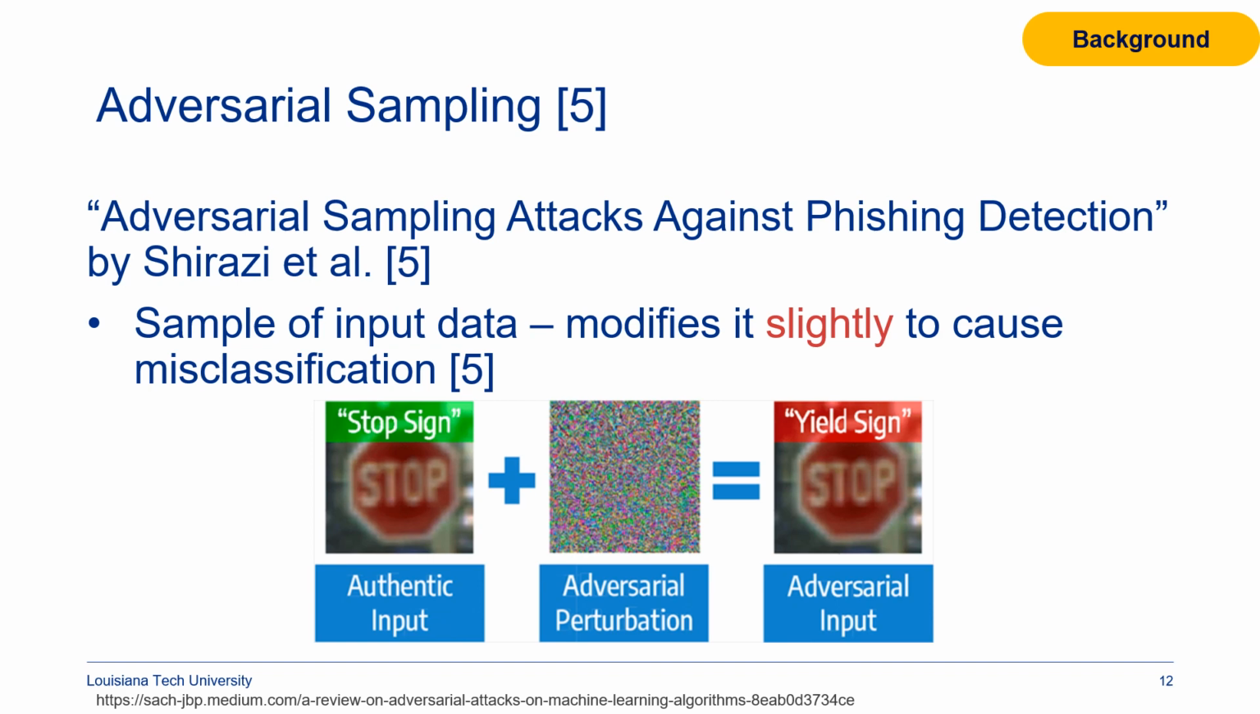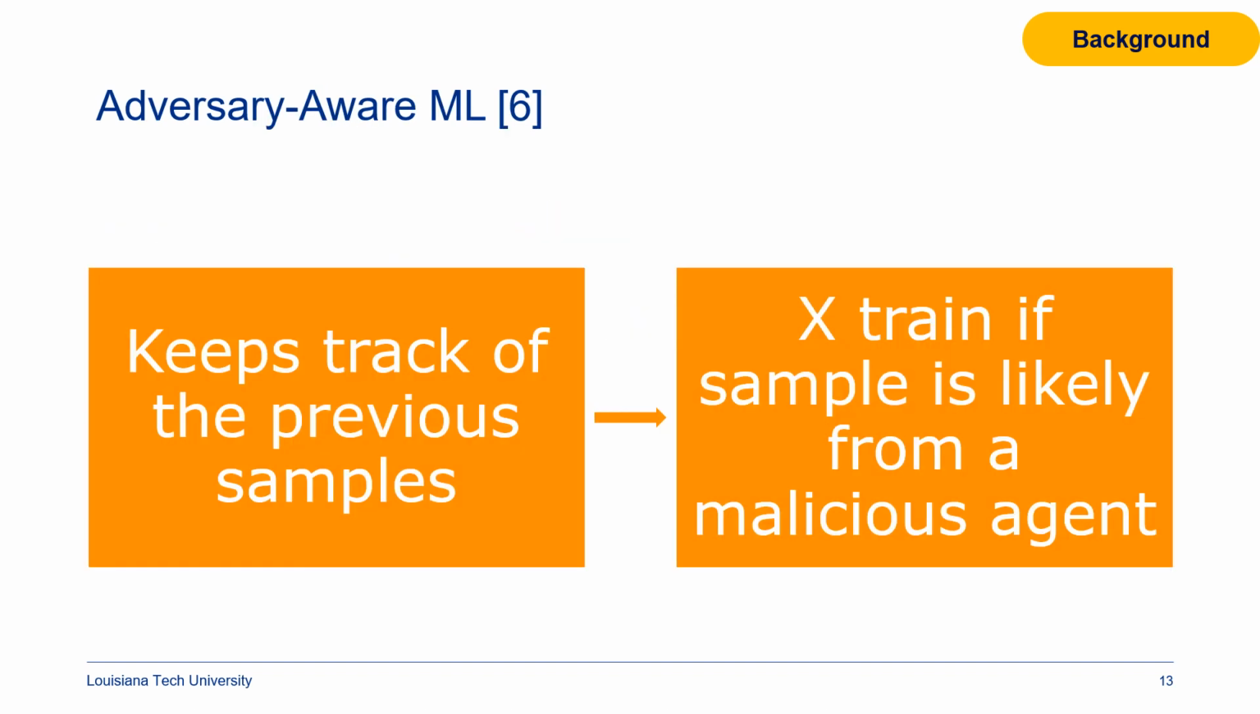For our adversarial sampling technique, we use the same algorithm as in the adversarial sampling attacks against phishing detection by Shirazi et al. And the idea is the same as in the picture. We have a simple input of data, and we modify it slightly to cause misclassification. The adversarial aware machine learning keeps track of the previous samples and then trains if the sample is likely from malicious agents.